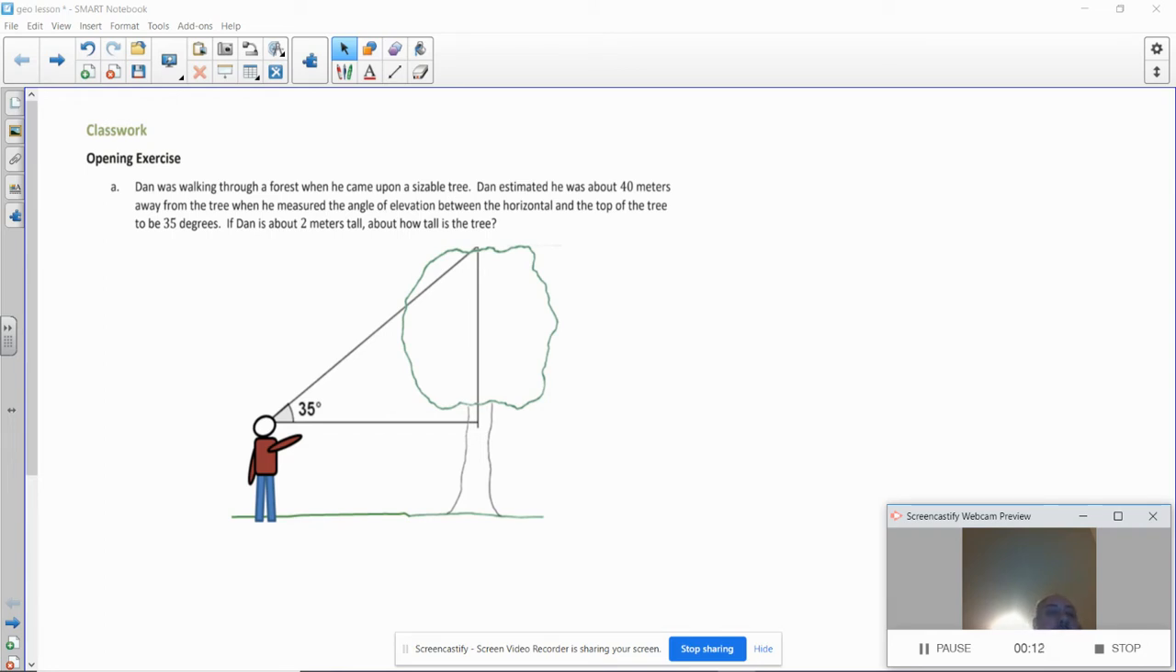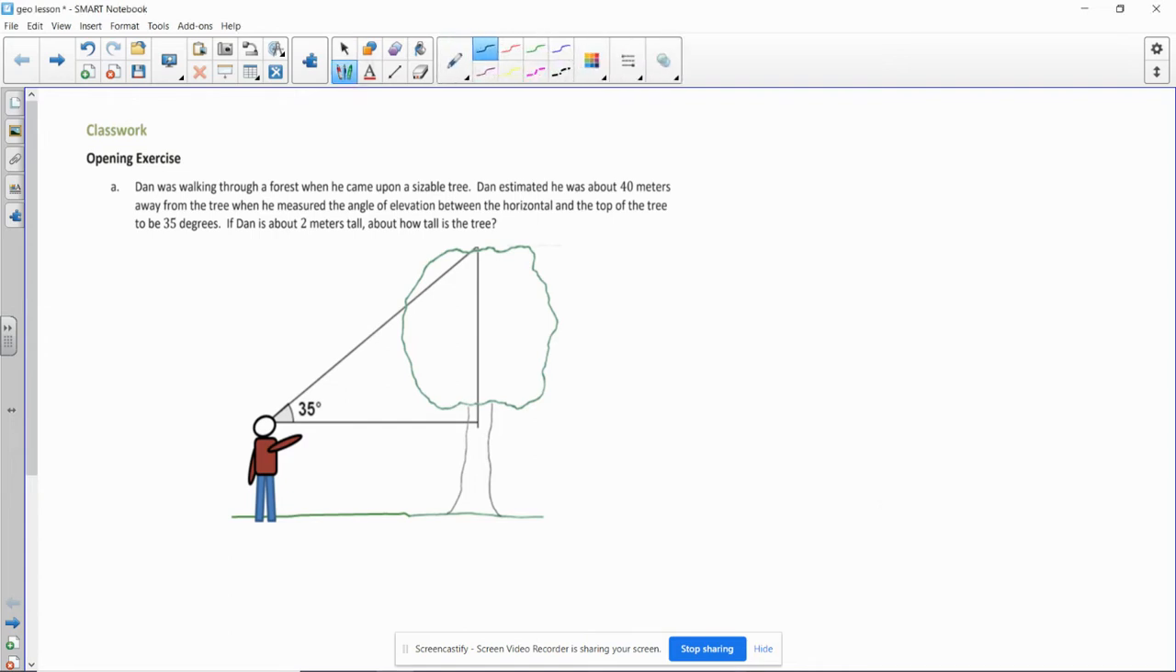We got Dan walking through a forest and he comes across a tall tree that he estimated was about 40 meters away, and he measured the angle of elevation to be 35 degrees. Dan is 2 meters tall. How tall is the tree?